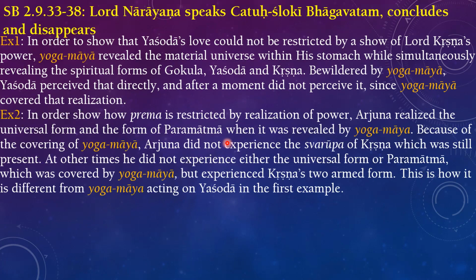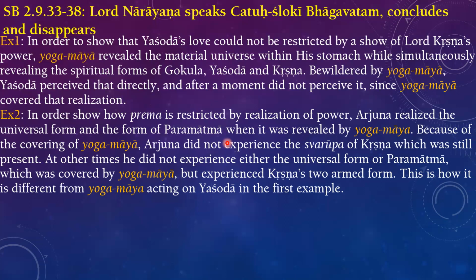Second example. In order to show how prema is restricted by realization of power, Arjuna realized the universal form and the form of Paramatma when it was revealed by Yogamaya. Because of the covering of Yogamaya, Arjuna did not experience the Swarupa of Krishna, which was still present. Krishna is there in the battlefield. He is showing the universal form. Arjuna sees Krishna and also Yogamaya's universal form. But he became disturbed by the universal form.